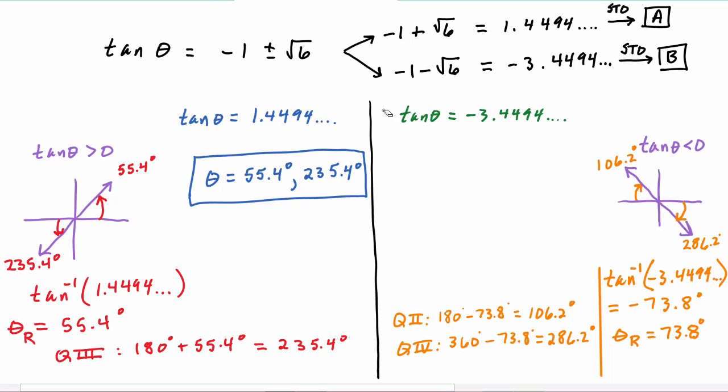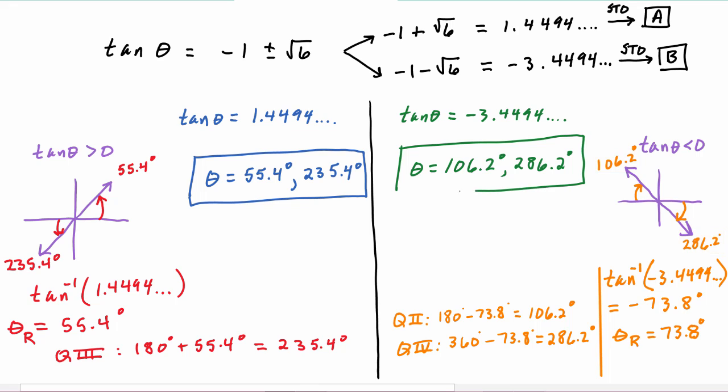So that means solving this piece of the equation gave us two more angles, and theta would have to equal 106.2 degrees or 286.2 degrees. So there were four different solutions to our original equation.